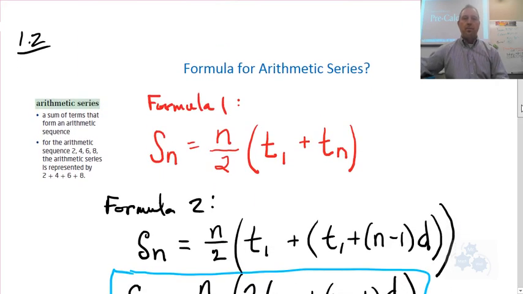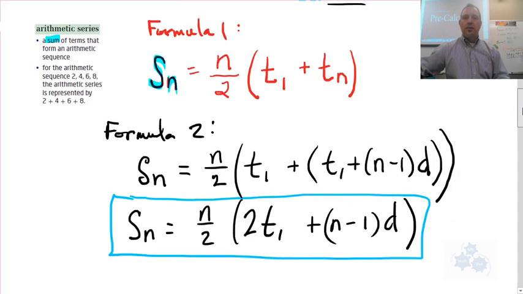So that's 1.1. In 1.2, we talked about a formula for an arithmetic series. Now what's the difference between a sequence and a series? Well, a series is the sum of all of the terms in a sequence. So here, this big S right here is the sum of the first n terms. And if it's an arithmetic sequence like we just talked about, here's a formula for finding the sum of the first n terms.